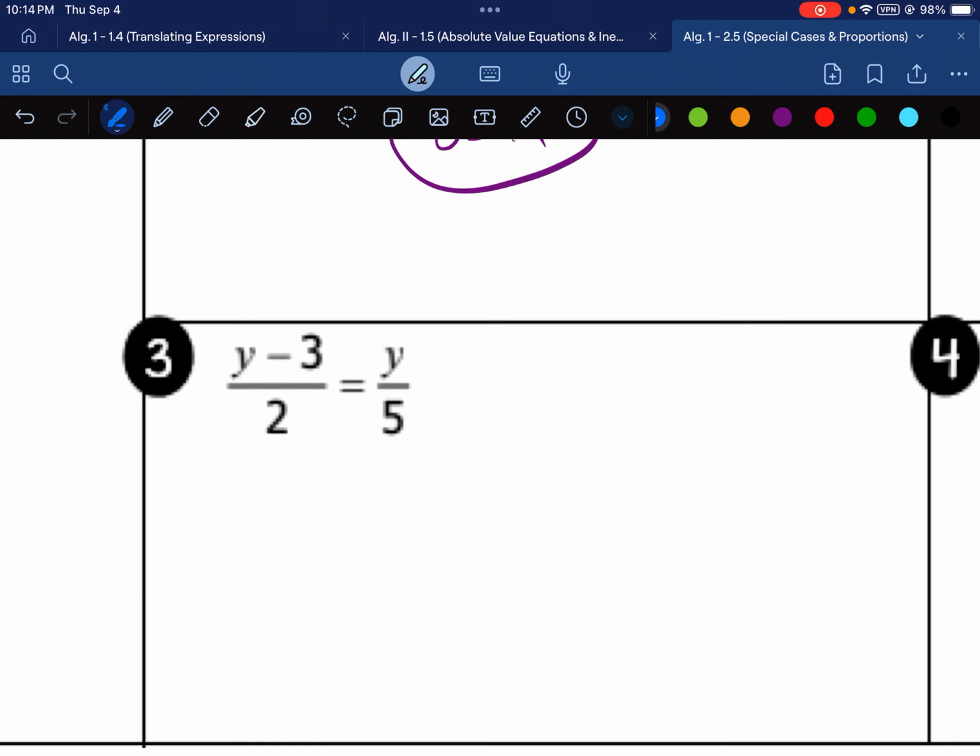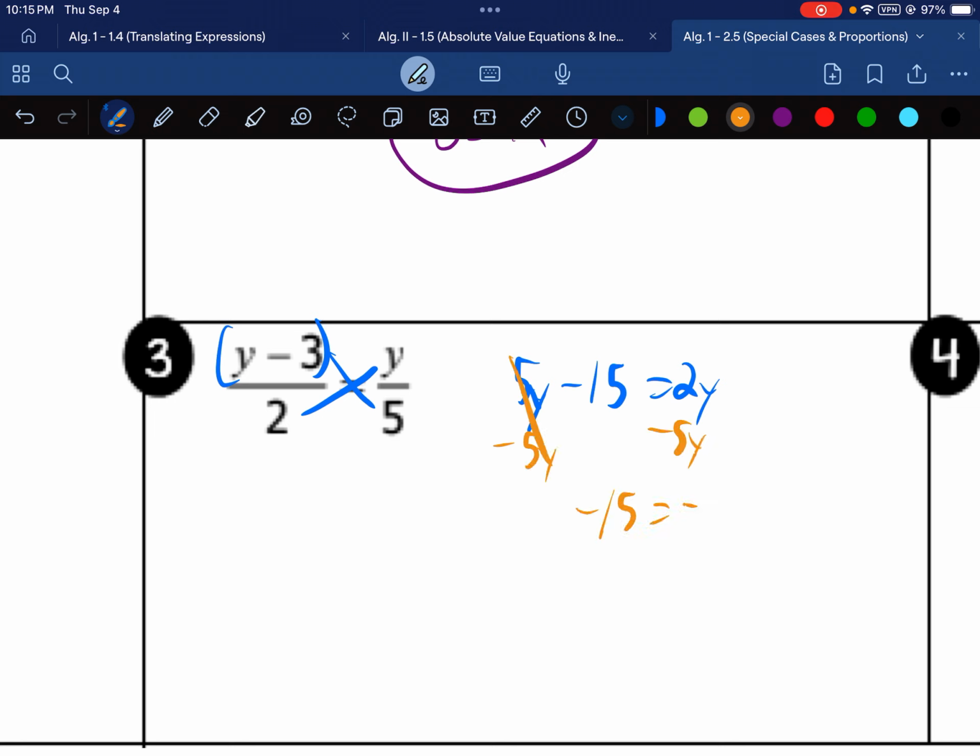On number 3 here, we have two fractions equal to each other, so once again we cross multiply. We have to distribute to the entire top left here, so 5 times y is 5y. 5 times negative 3 is negative 15. Diagonally the other way, 2 times y is 2y. So I can either move my 2y from right to left, which I normally would do since it's smaller. However, since my numbers are already on the left, I'm going to move my variables to the right in this case by subtracting 5y. That way my numbers and variables are on opposite sides.